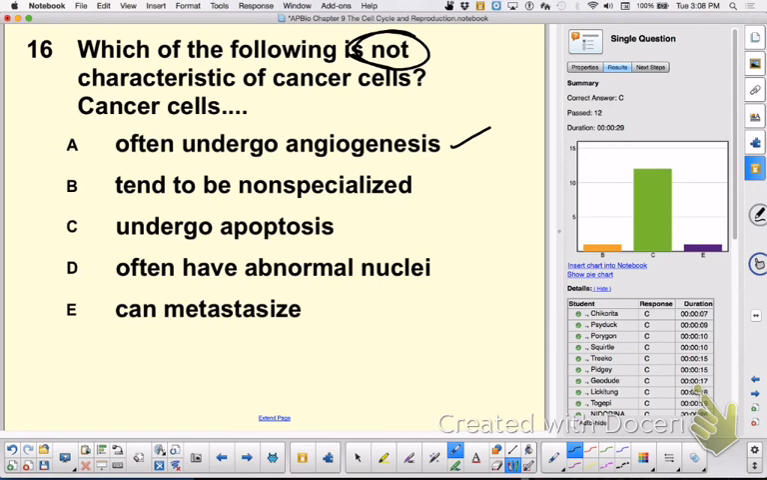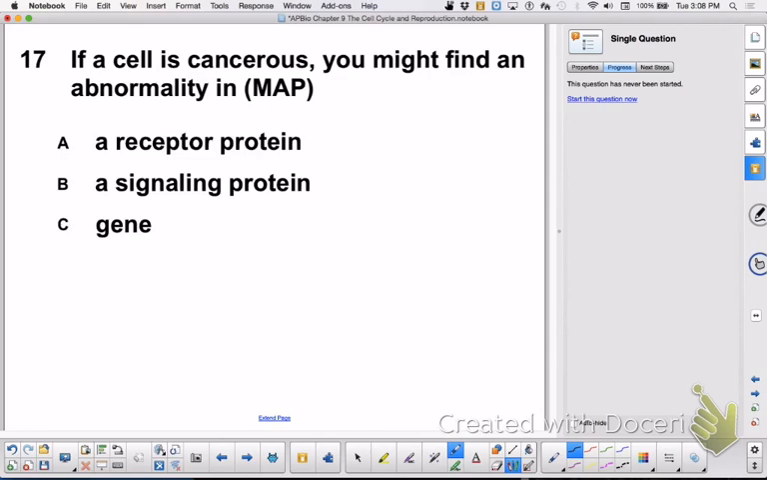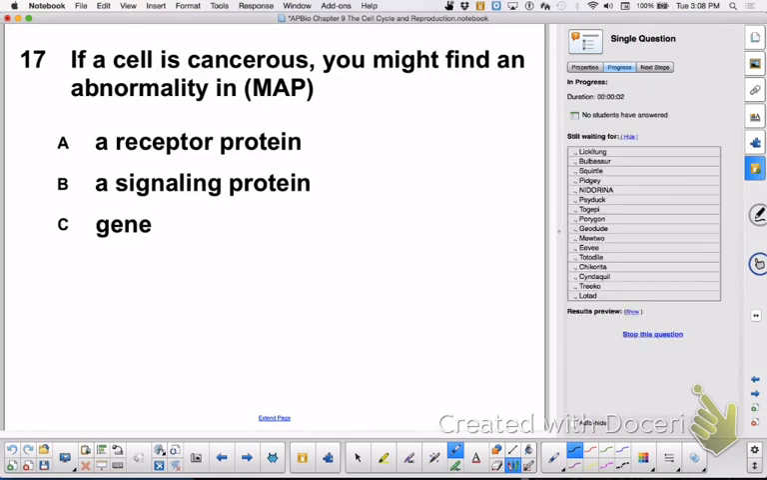Do cancer cells tend to be non-specialized? Yes, that's a characteristic. Do they tend to undergo apoptosis? No, that's why they're cancer. So that is not a characteristic of it. Do they have abnormal nuclei? Yes. Can they spread to other areas? Yes. So the other four are characteristics of cancer. Whenever you read a question which is not, what's the exception? Just go, okay, all of these are good, or all of these are examples of it. You have to work through each one.